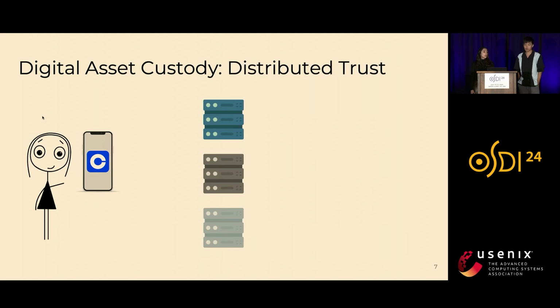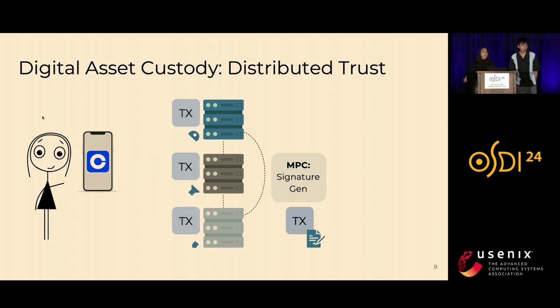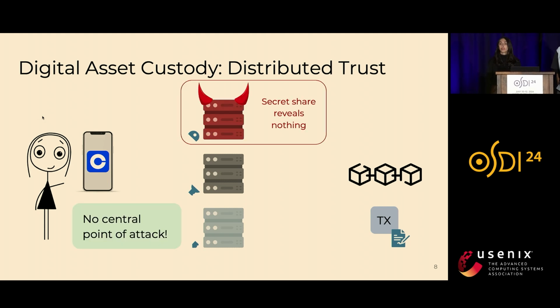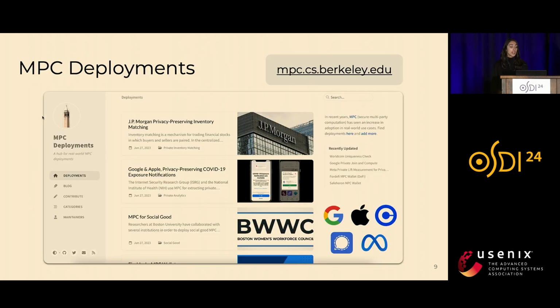And that's why many wallet applications have already turned to the distributed trust paradigm, by which the servers first engage in a multi-party computation for signature key generation, which produces the shards of the signing key. Next, Alice takes her transaction and sends a copy to each of the parties, who then engage in another MPC to actually produce the signature on the transaction, which can be posted as usual. Even if one of the parties is compromised, the secret share reveals nothing about the signing key itself, so there's no central point of attack in the system. And there are many other applications. We actually manage a growing community-owned hub of MPC deployments as well.